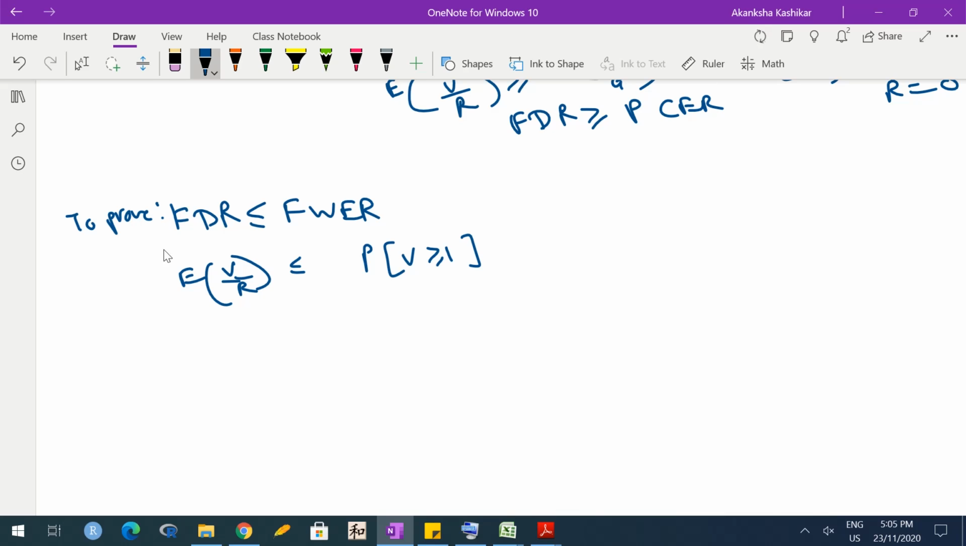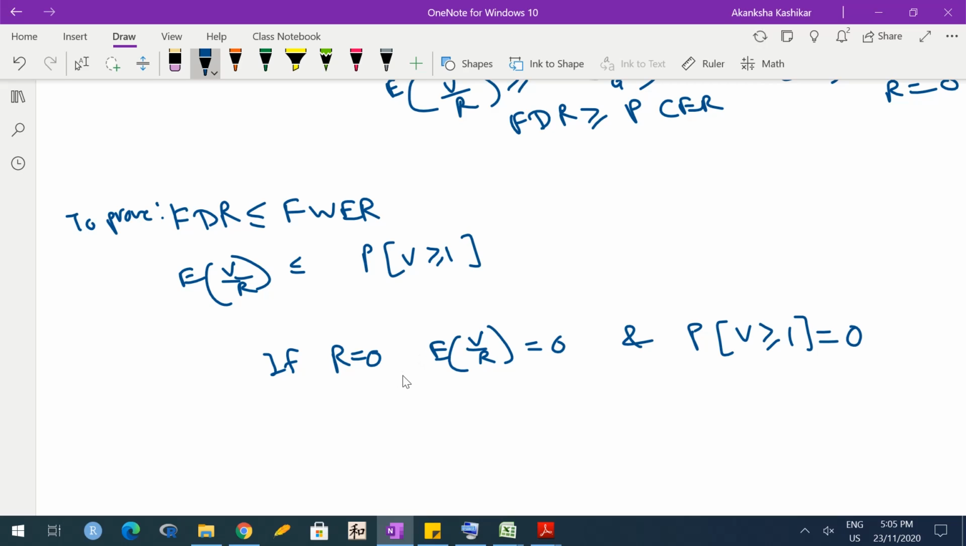Okay. So if R is equal to 0, then expectation of V by R is equal to 0, and probability of V greater than or equal to 1 is also 0, because if R is 0, then V is also going to be 0 almost surely. So in this case both are equal. Okay. Now suppose R is not equal to 0.